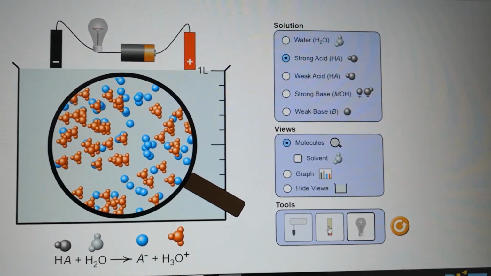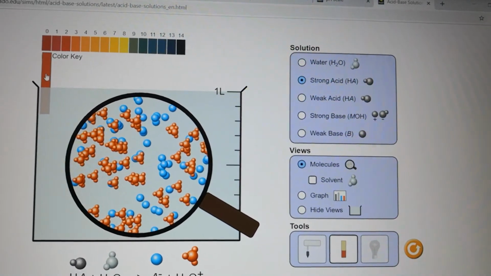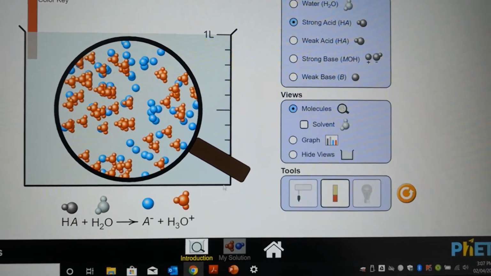You can also put in litmus paper and you can check the color of it, so you can see this is very, very low pH, okay? So play around with these different things and see what happens.